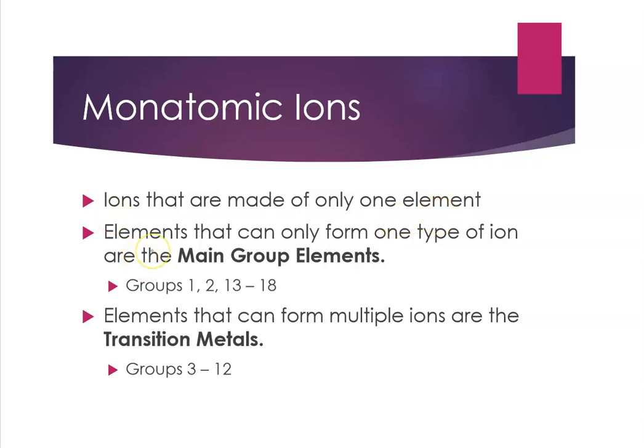So we have two groups of elements that we can divide the periodic table into. We have main group elements and then transition metals. Our main group elements are group 1, 2, and 13 through 18, and then our transition metals are everything in group 3 through 12. Main group elements only form one type of ion, so it's easy for us to figure out what that charge is going to be. Transition metals can form multiple ions, so finding the charge of a transition metal is a little bit trickier.